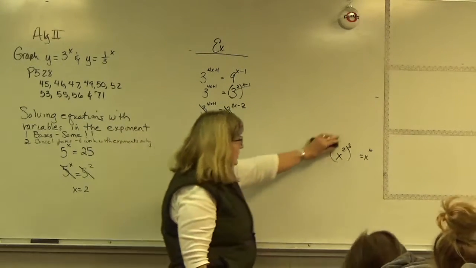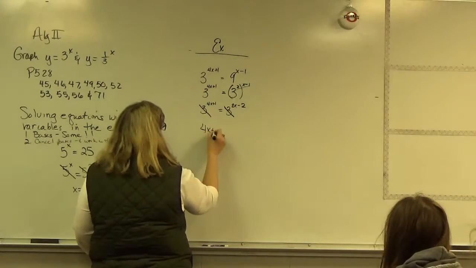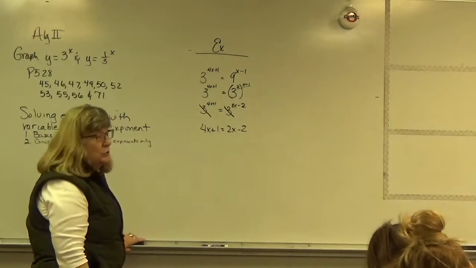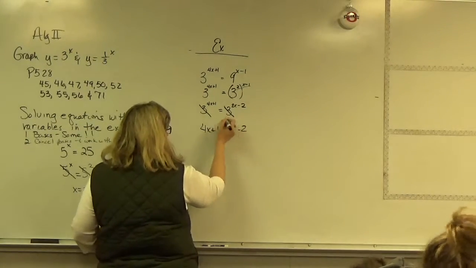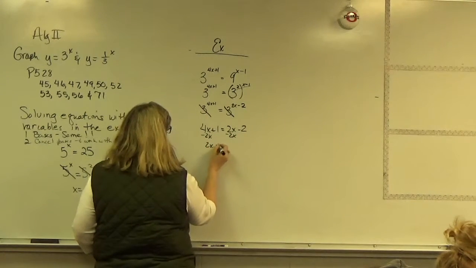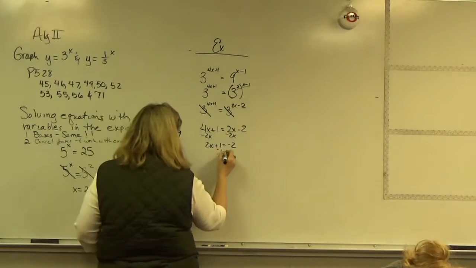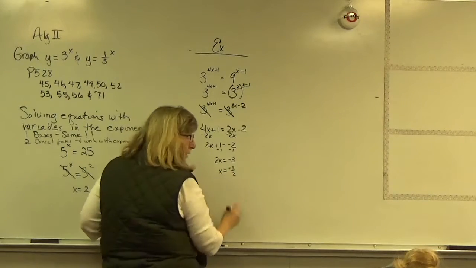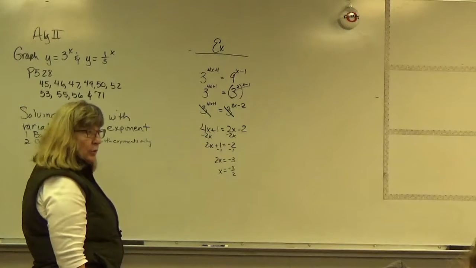Now, the bases are the same, so everybody canceled them, right? So we've got 4x plus 1 equals 2x minus 2. What would we do to solve it? So once you get the bases to be the same, you cancel them, then the solving is just like normal. It's nothing new. Then what? Subtract 1. So x equals -3/2.